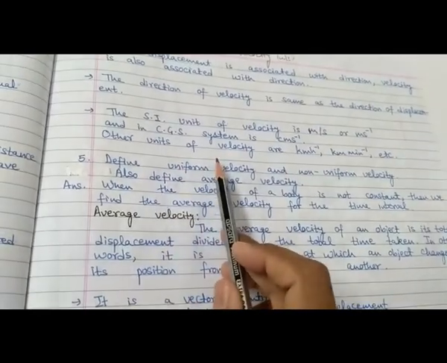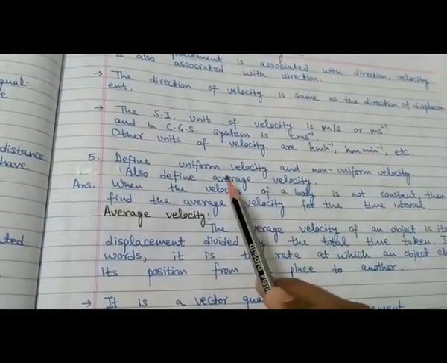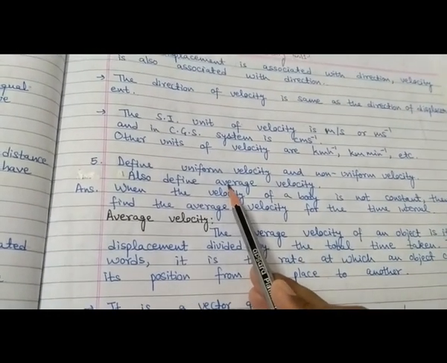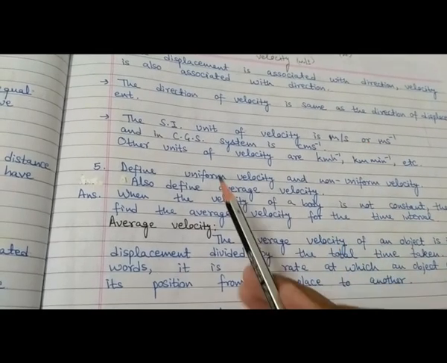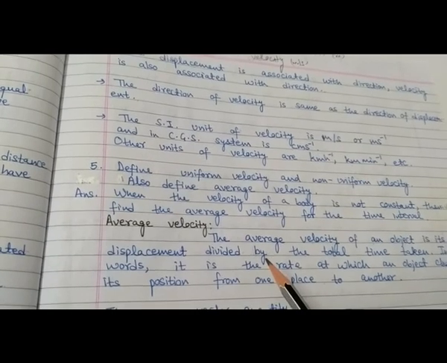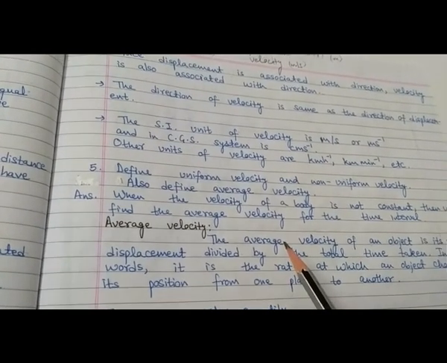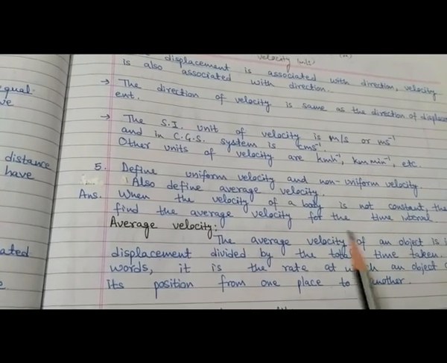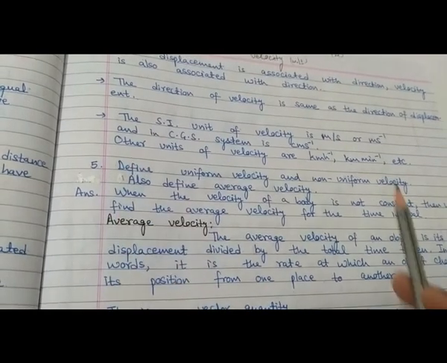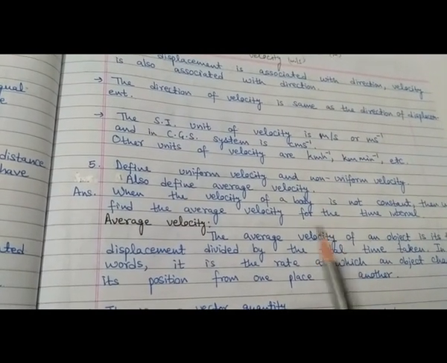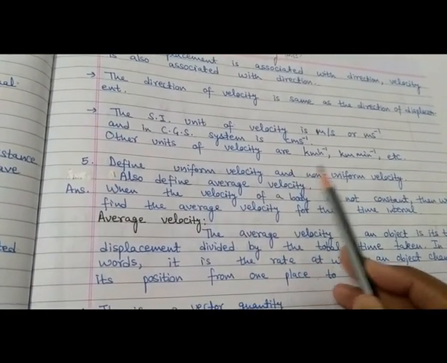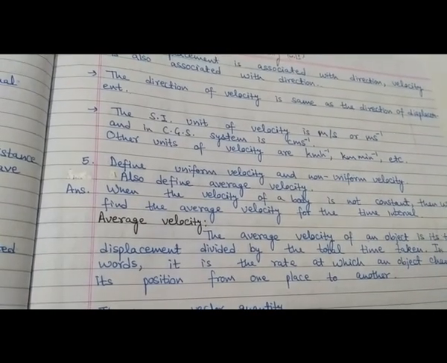Students, in this question, 3 definitions were asked. In this video, I could cover only up to average velocity. Uniform velocity and non-uniform velocity I'll be covering in my next class. So all the notes which are being provided to you, write them as they are and write this question as it is. In the next class, again put the heading uniform velocity and non-uniform velocity and continue.